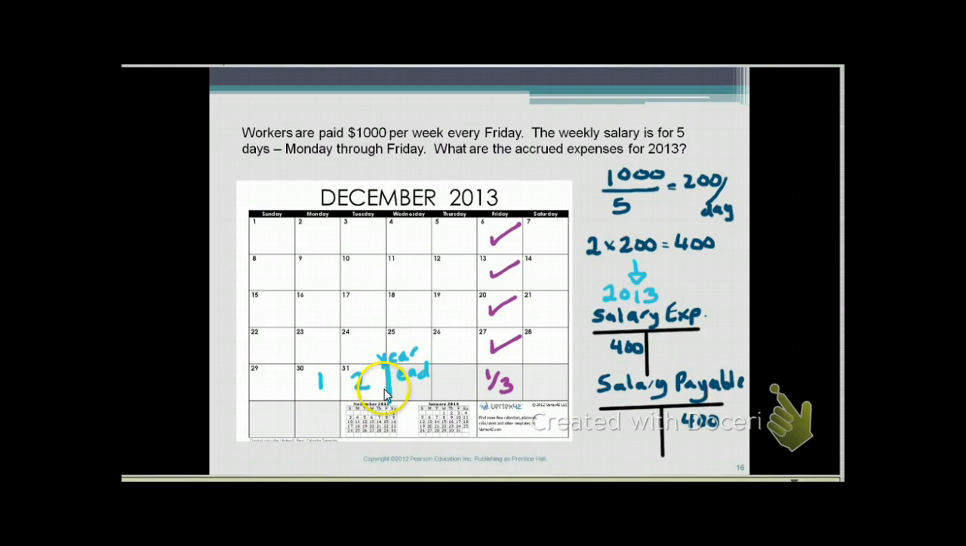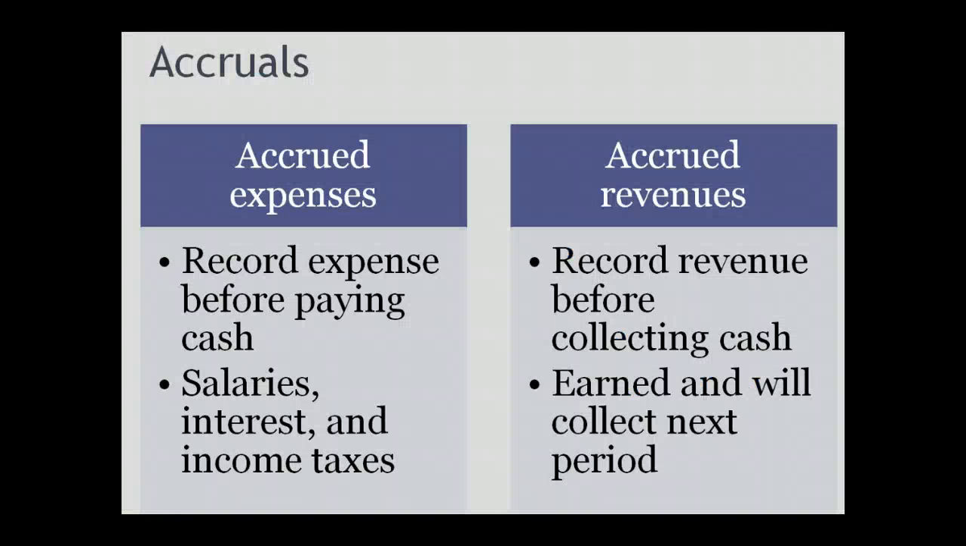So on the 30th and 31st, we've used up salaries. We've incurred a salary expense. However, we have not paid it yet. We will only pay it on 3rd of January. Because of that, we have to do an adjusting entry to measure our salary expense for the year 2013. And how would you record it? Your adjusting entry is you debit salary expense for 400. That 400 is shown as a debt, which is salary payable. That was an example of accrued expenses.